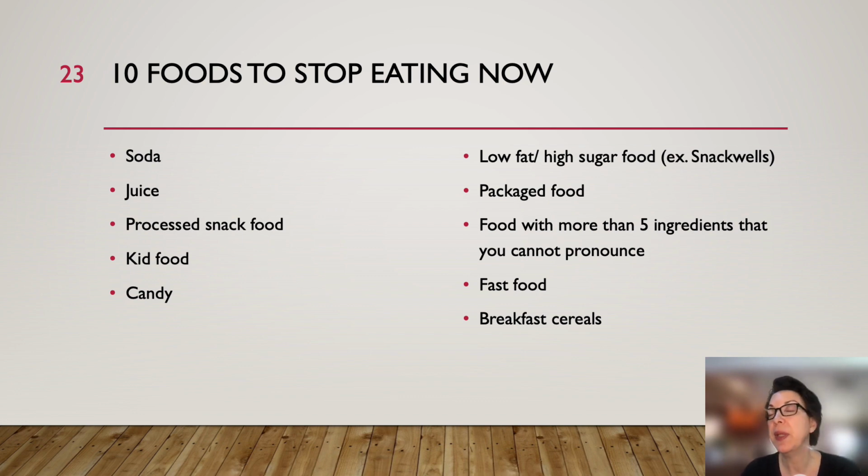Packaged food, just like we said, anything that comes in a package that you have to physically open, it comes sealed, you should probably think twice before eating it. Food with more than 5 ingredients that you cannot pronounce, so you should read the ingredients on your food labels. Fast food should not be eaten on a routine basis. It shouldn't even be eaten once a month, once a week, once a day, and maybe once a year, but usually it should not be eaten at all. There are so many people who subsist on a fast food diet and are paying dearly for it.